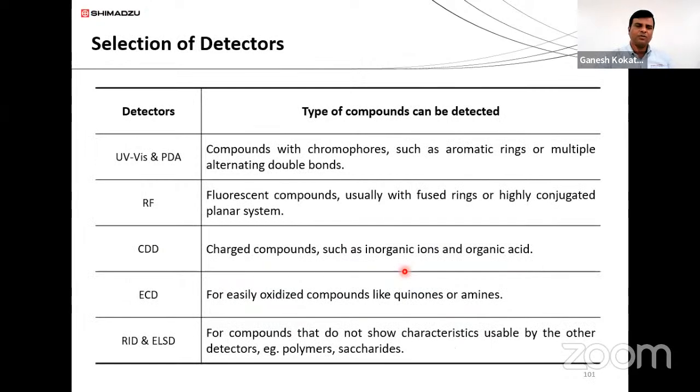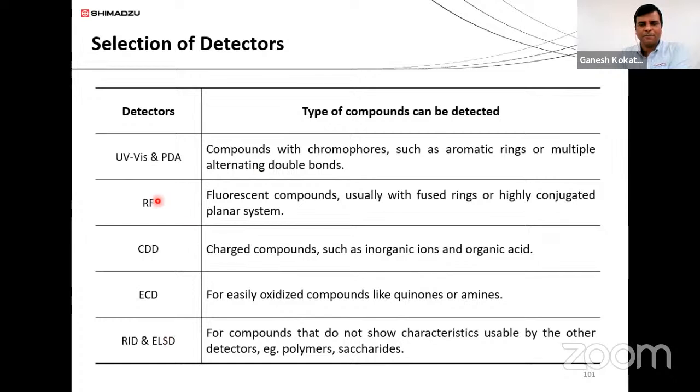Now, how to select the detector depends on the compound which you are using, because there are huge number of detectors, but obviously the question comes in the mind that which detector is more preferable, either UV or maybe ELSD or maybe RI or maybe RF. What kind of detectors are those?